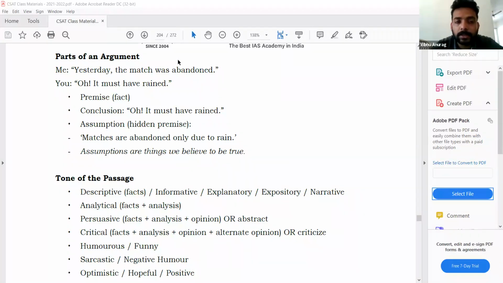Your assumption is, in your mind, you believe that match equals cricket. Or those of you who are thinking outdoor sport, match equals outdoor sport. Or if you thought I'm talking about football, then in your mind, match equals football. Isn't it? Because you replied it must have rained without checking which sport I'm talking about. So you made an assumption. In your mind, match equals cricket. That is your assumption, that when someone talks about a match, then mostly they're talking about cricket. So assumptions are things that we believe to be true. Are you getting some idea what assumptions are, what conclusions are?